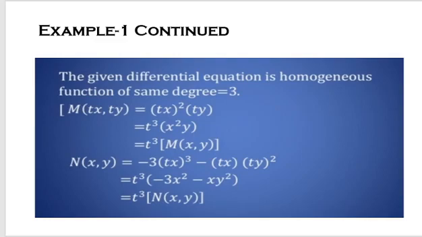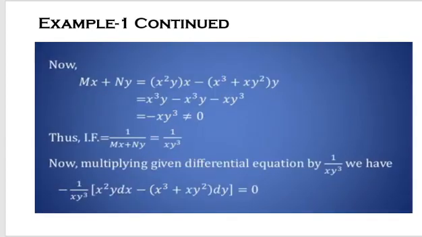Therefore, M is a homogeneous function of degree 3 and N also is a homogeneous function of degree 3. Hence, your given differential equation is homogeneous of degree 3. Therefore, the given problem comes under a non-exact differential equation which is homogeneous. So, when it is non-exact and homogeneous, we will find the term Mx plus Ny.